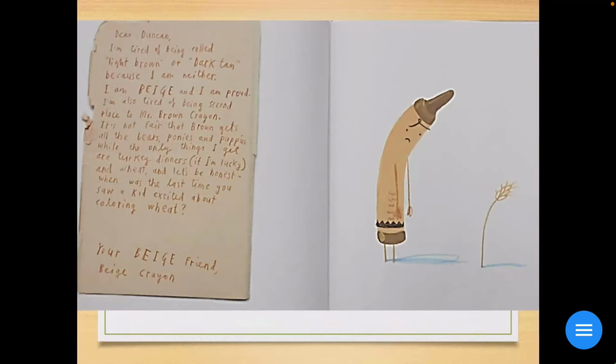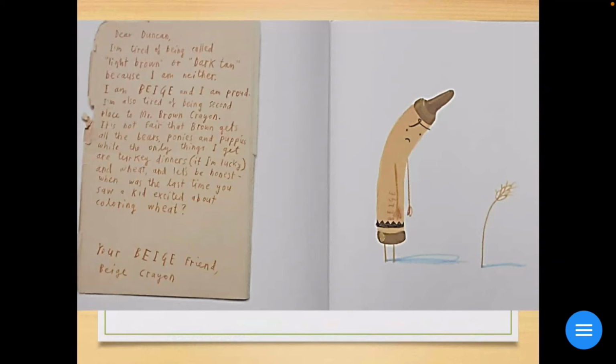Dear Duncan, I'm tired of being called light brown or dark tan because I am neither. I am beige and I am proud. I'm also tired of being second place to Mr. Brown Crayon. It's not fair that Brown Crayon gets all the bears, ponies, and puppies, while the only things I get are turkey dinners if I'm lucky and wheat. And let's be honest, when was the last time you saw a kid excited about coloring wheat? Your beige friend, Beige Crayon.